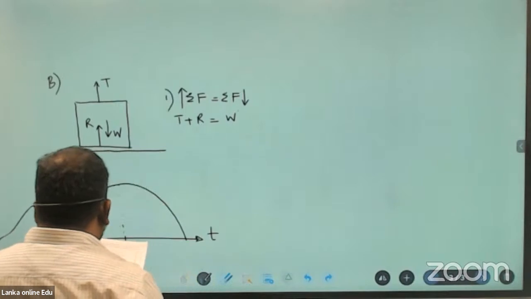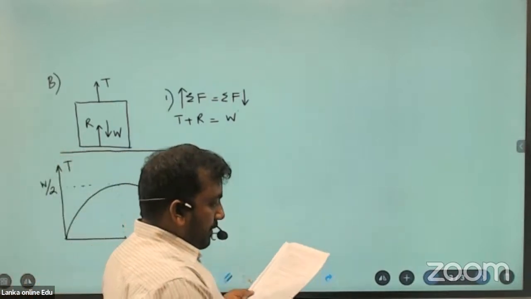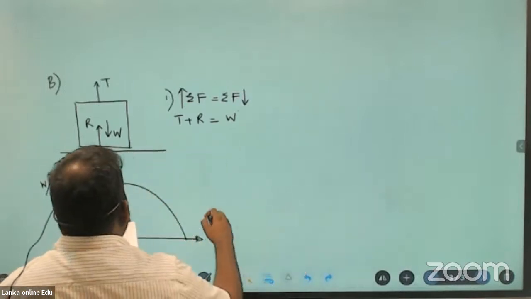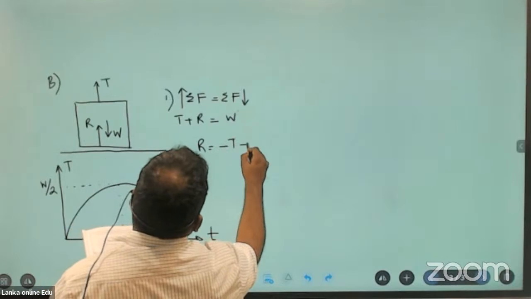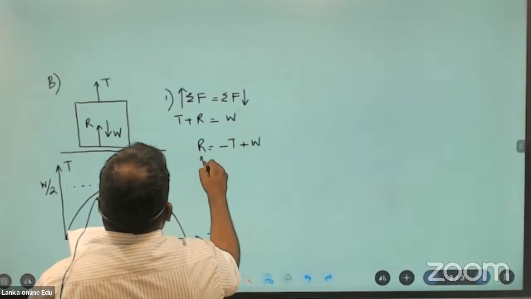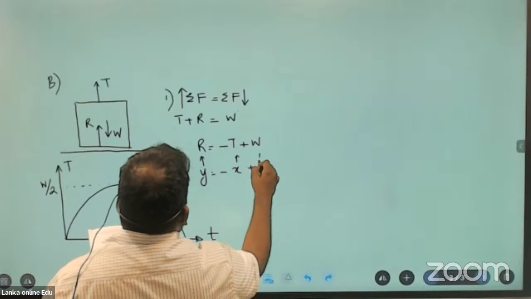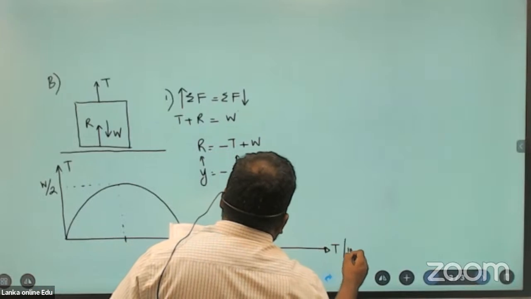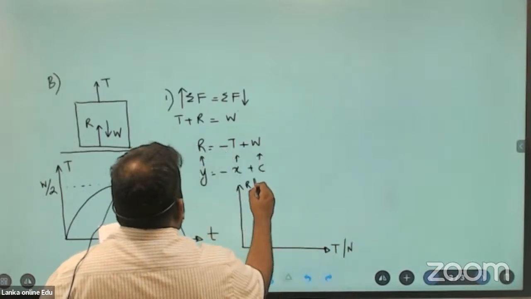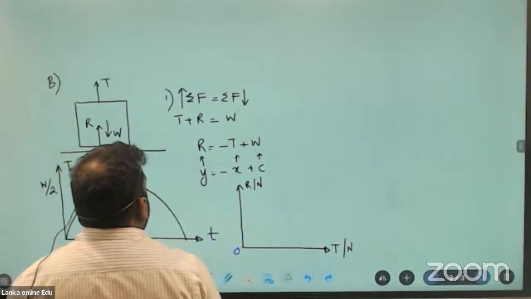Draw the variation of R with tension. So when tension changes, how will R change? You can see the graph. The graph is of the form y equals minus x plus c. Tension was in Newton, normal reaction was in Newton. So we can plot a graph here.